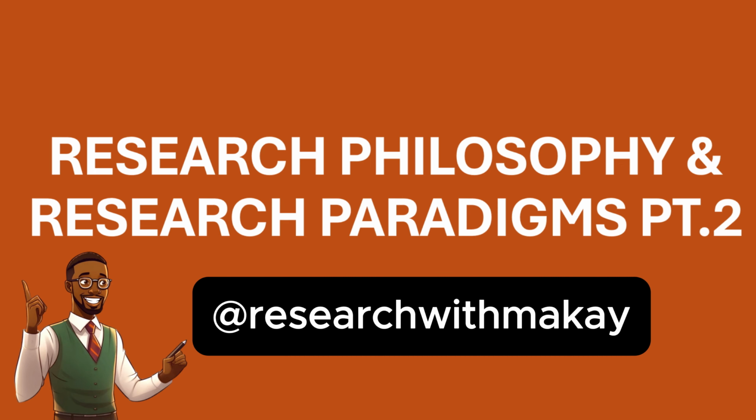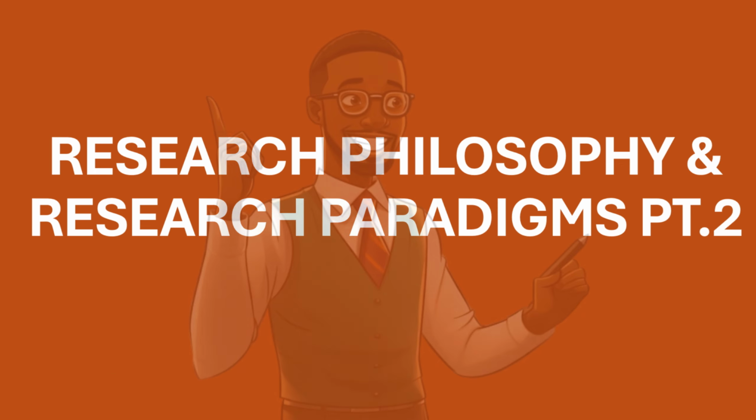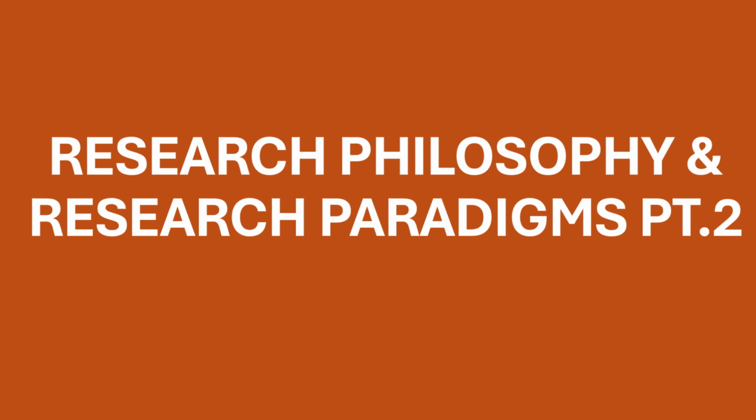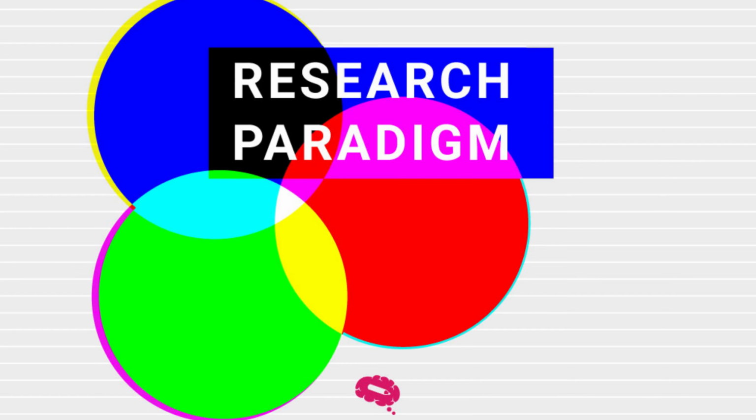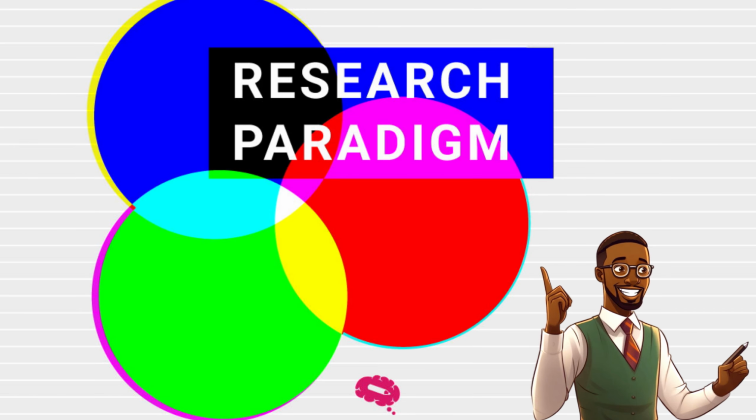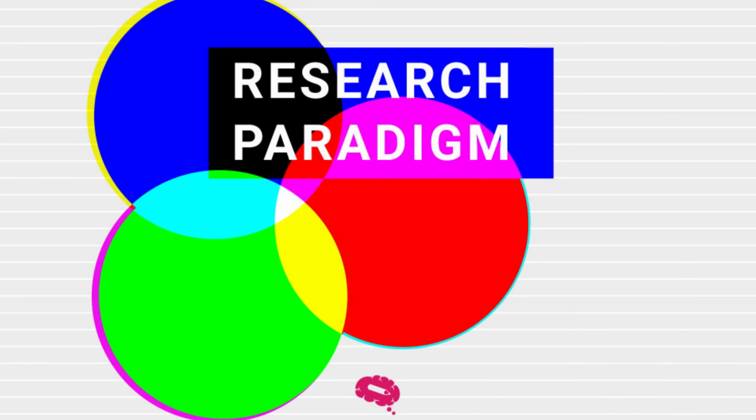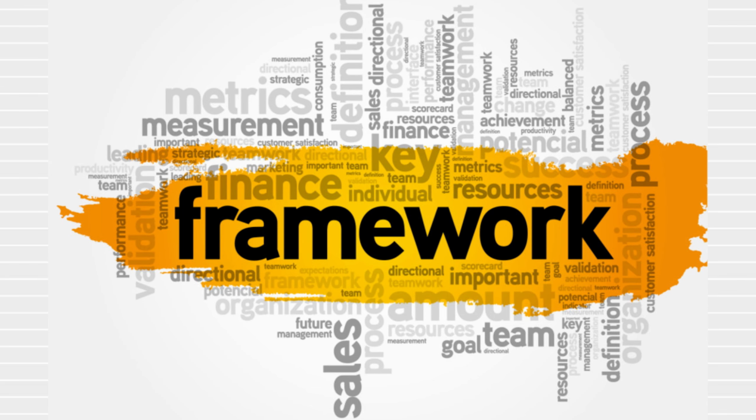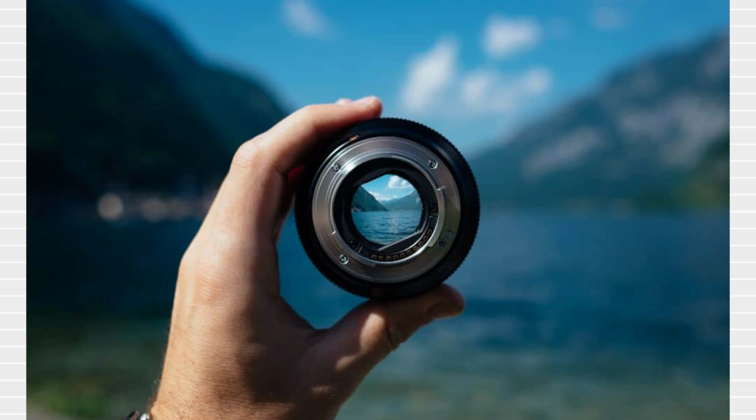So now that we understand the building blocks, we can finally talk about research paradigms. A research paradigm is like a complete package. It combines beliefs about reality, knowledge, values, and research methods into one overall framework. Think of paradigms as different lenses through which researchers view the world. Different lenses help us see different things.